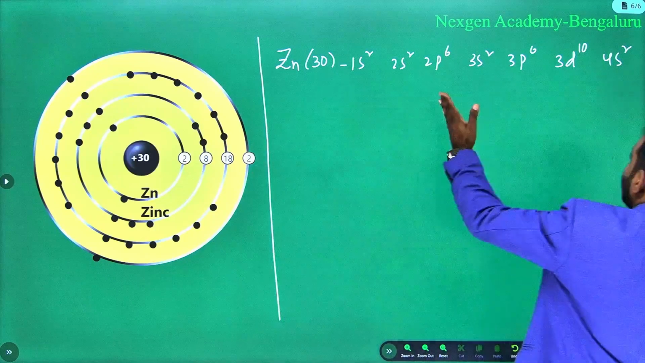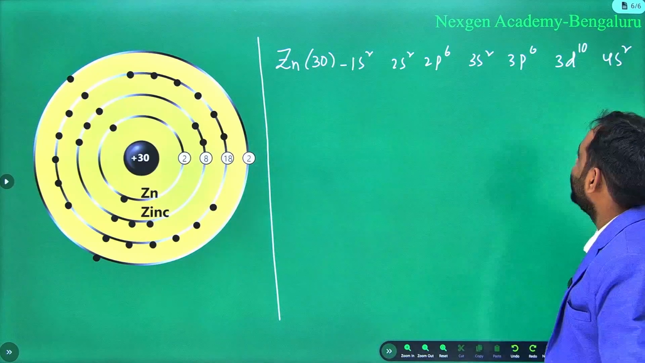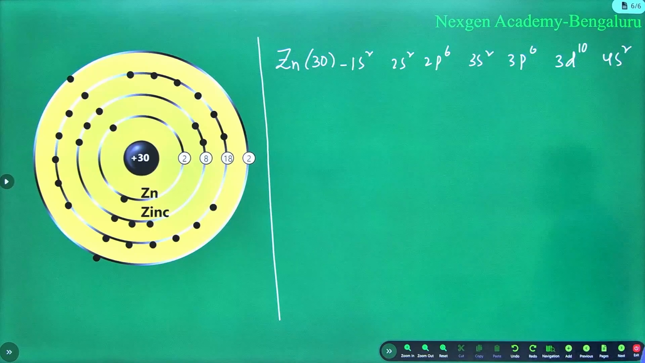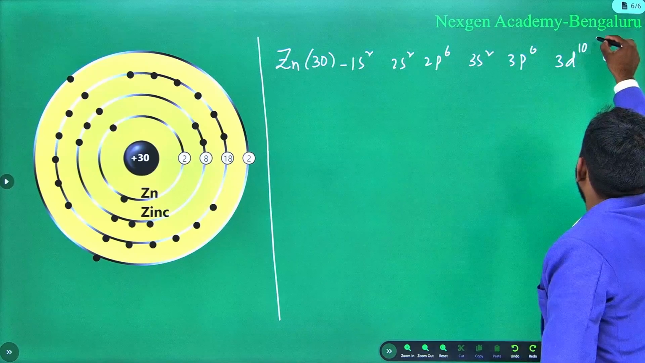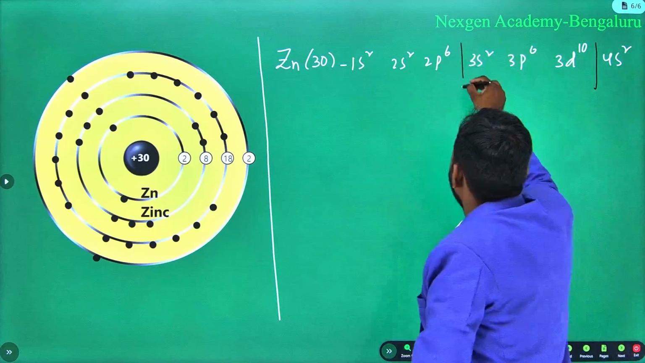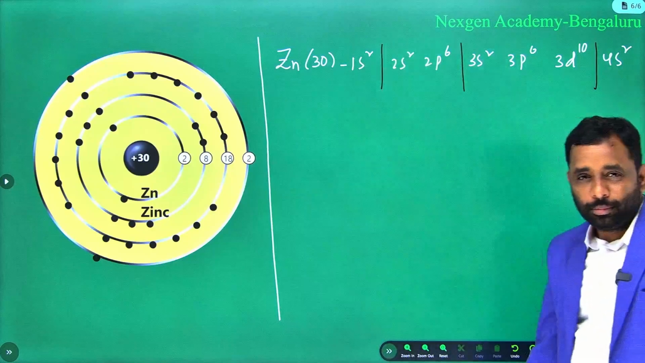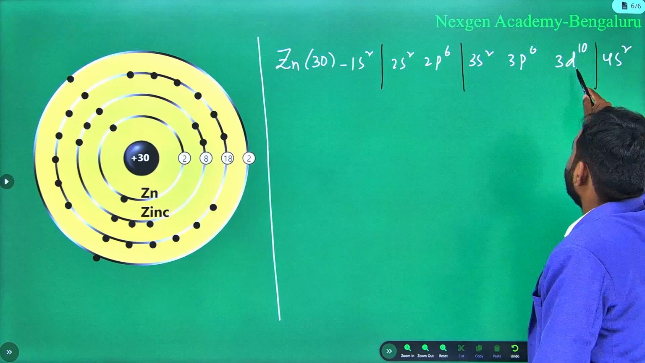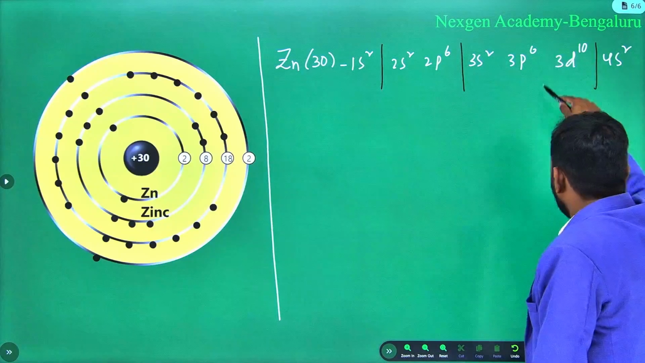Why am I writing like that? As I told you, we have to do the grouping in such a way that the valence electrons are away from the nucleus. Yes, you do the grouping. Try to remember, whenever you are calculating for 3d, that time only we do subgrouping.